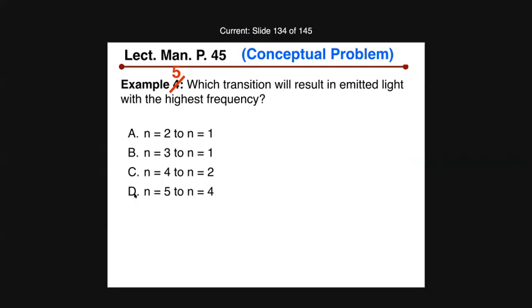Now let's pause a second here. What about this one then? Different transitions, which one would emit light with the highest frequency? What do you think? Use the concept I taught you previously to think about this one. Let's pause the video for a second, think about this, and circle the one that you think is correct.